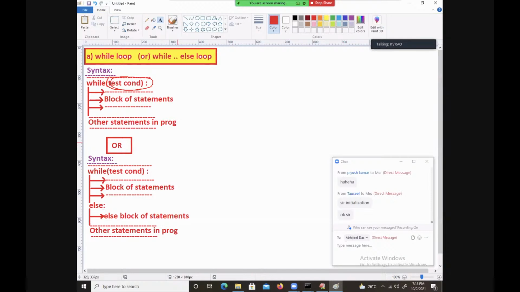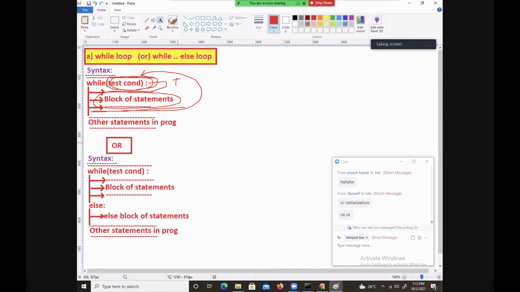If the test condition is true, execute the block of statements the first time. After executing the block of statements, it will again go to the test condition. Previously, what was happening? It used to go to other statements in the program.